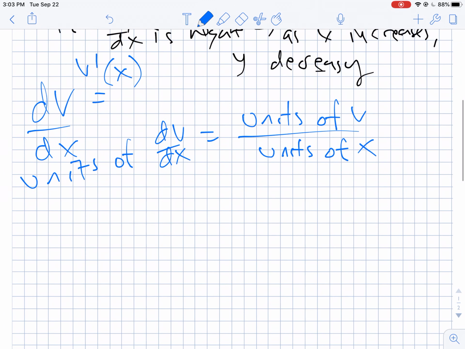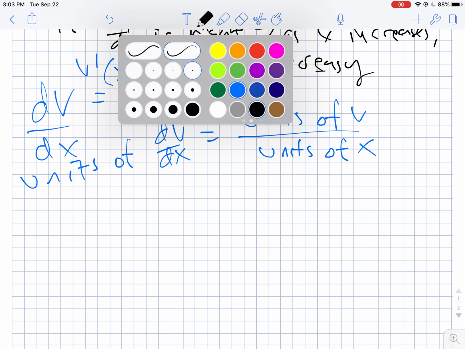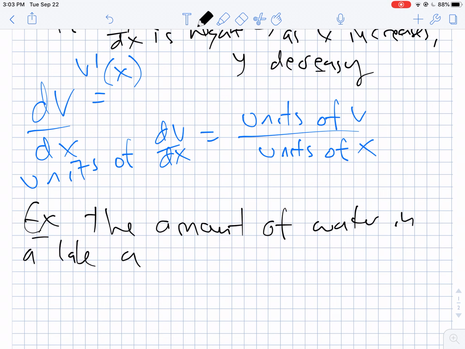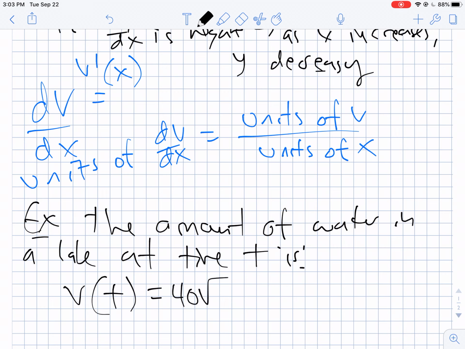Okay, so let's look at an example of this. Say we have some lake, perhaps the world-famous Lake Borscht. The amount of water in the lake at time t is V(t) = 40√t − 2t + 5 gallons. So over time, this volume is changing.